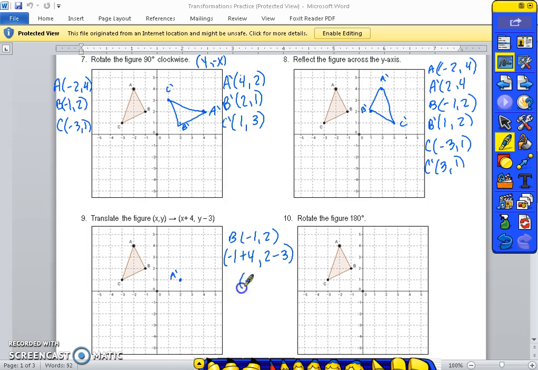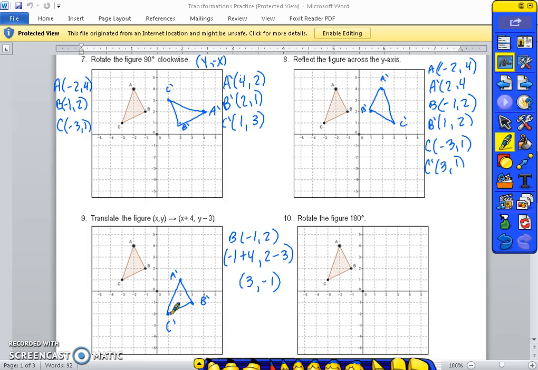Negative 1 plus 4 is 3. 2 minus 3 is negative 1. And when we go from our original point to the right 4, 1, 2, 3, 4, and down 3, 1, 2, 3, this is at the same spot. So you can do it mathematically, or you can just slide it over. From C, we're going 1, 2, 3, 4, and down 3. And that's our new image.